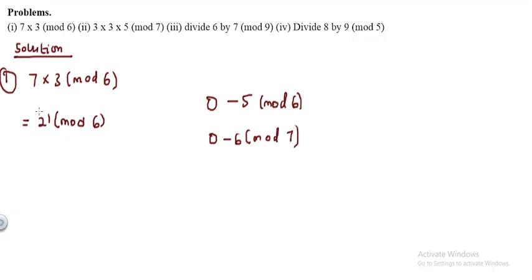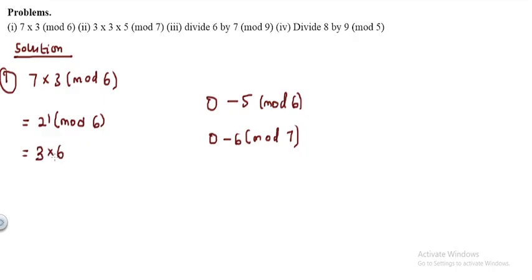In this case, we have 21. So how do we reduce this number to a number less than 6? The thing you want to do here is to rewrite this number as a multiple of 6. To do that, you have to say, how many times can 6 go into 21? 6 can go into 21 3 times. So we can write 3 times 6 here.